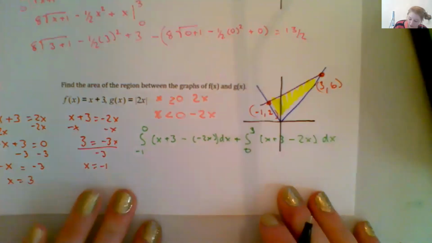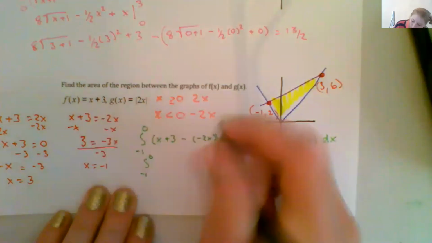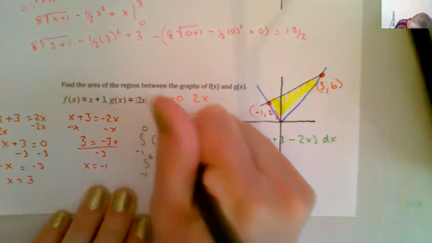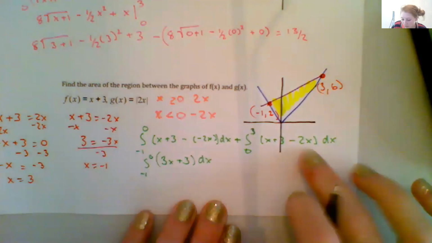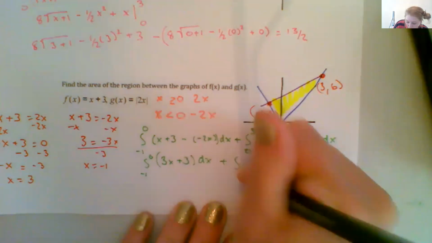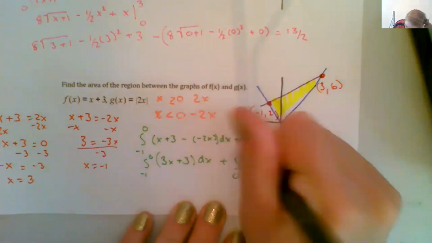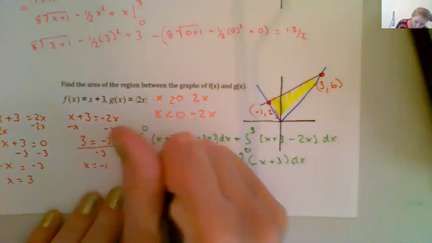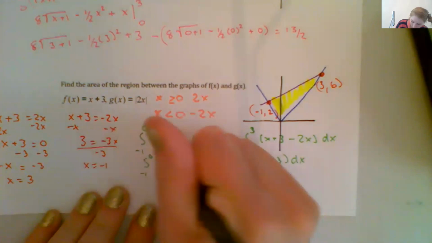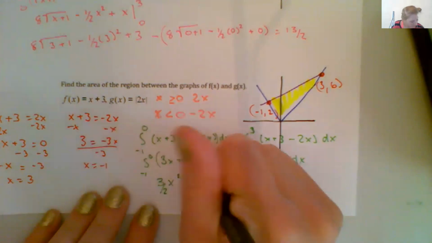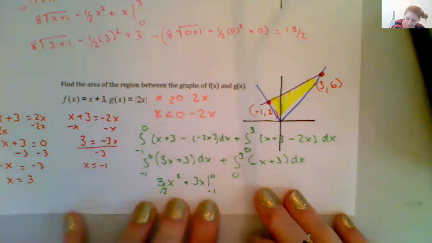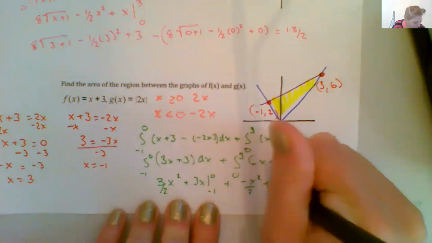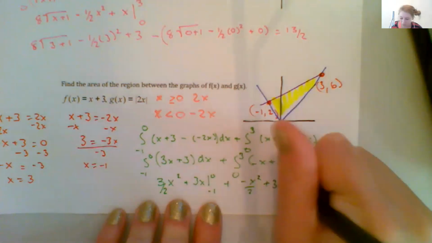Okay, so we can simplify before we integrate, just to make our life a little bit easier. So x plus 3 minus -2x is going to give me 3x plus 3. And x plus 3 minus 2x is going to give me -x plus 3. Okay, so now we just need to integrate. So 3 over 2 x squared plus 3x. We're going to evaluate this one on the interval of 0 and -1, and -x squared over 2 plus 3x. And this one's going to be evaluated on the interval of 3 and 0.